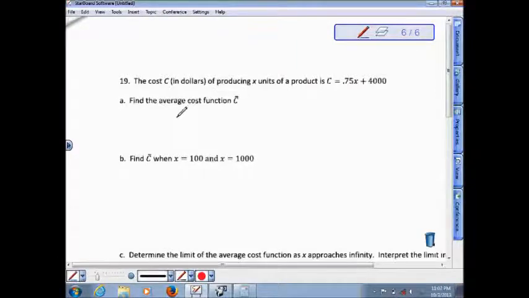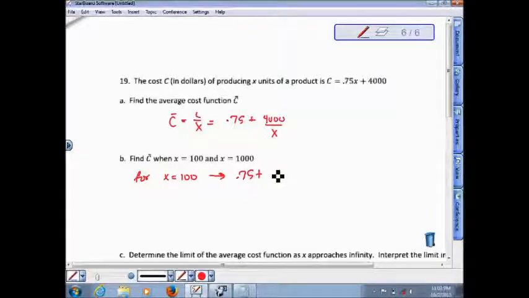So the average cost, again, C bar is equal to C over x, which is going to be 0.75 plus 4,000 over x. Now the value of the average function at these two specific x values, for x equal to 100, we're going to have 0.75 plus 4,000 over 100, which is 40, which equals 40.75.